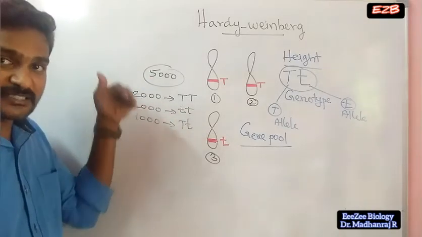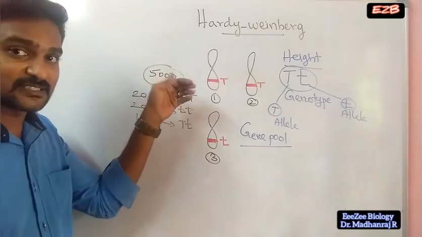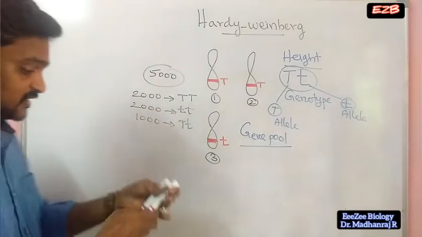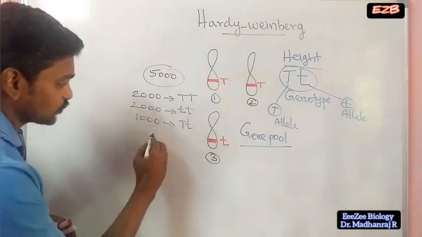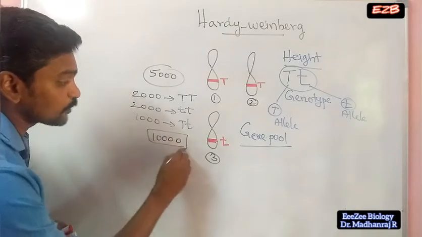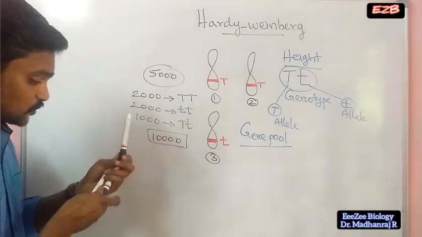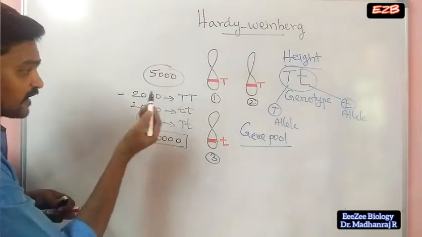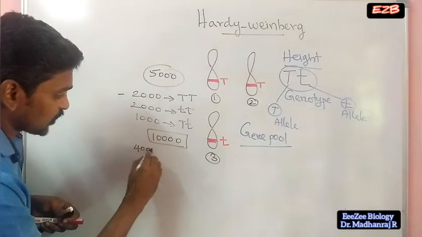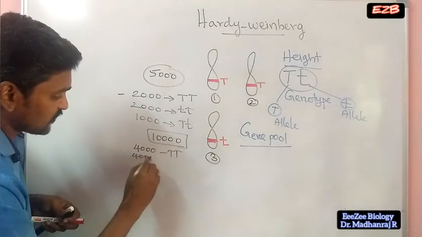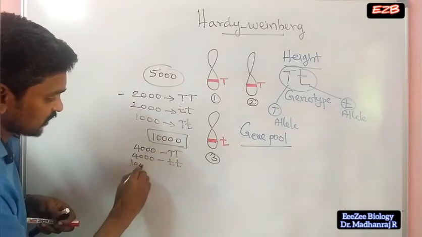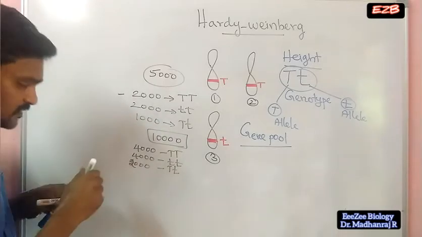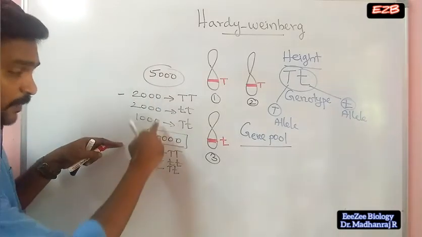When you go to the next generation, the population level will increase, but the percentage of the genotypes will not change. It will be the same. For example, after a few generations, 10,000 people are there. If you go for the percentage of genotypes, 4,000 will be TT, 4,000 will be small t and small t, and 1,000 will be small t and capital T. Again you can see the percentage is similar.